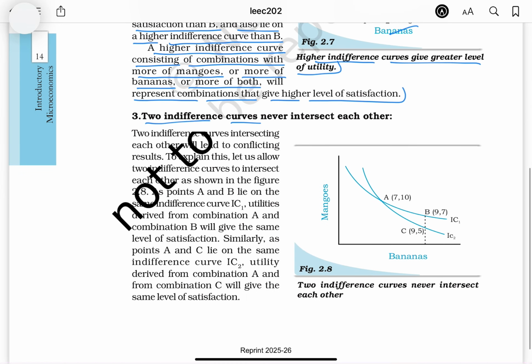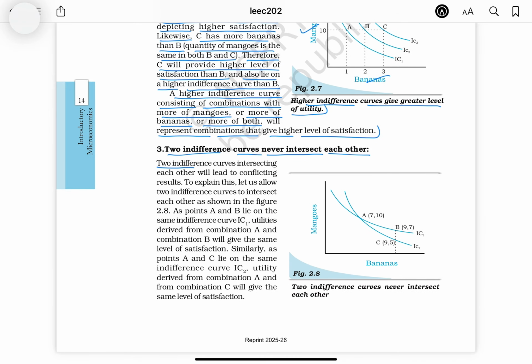Two indifference curves never intersect each other. Two indifference curves intersecting each other will lead to conflicting results. To explain this, let us allow two indifference curves to intersect each other as shown in figure 2.8. As points A and B lie on the same indifference curve IC1, utilities derived from combination A and combination B will give the same level of satisfaction. Similarly, as points A and C lie on the same indifference curve IC2, utility derived from combination A and from combination C will give the same level of satisfaction.